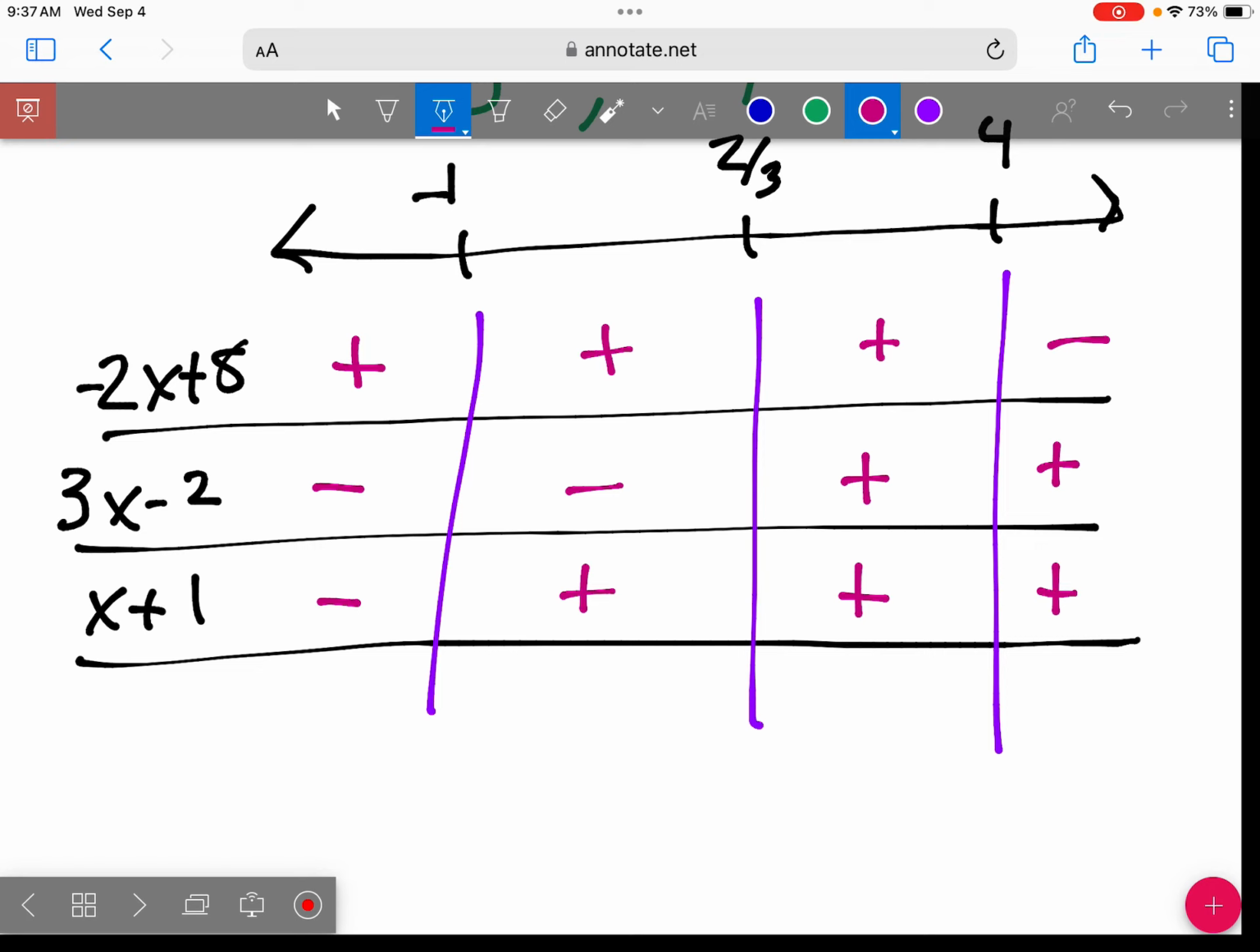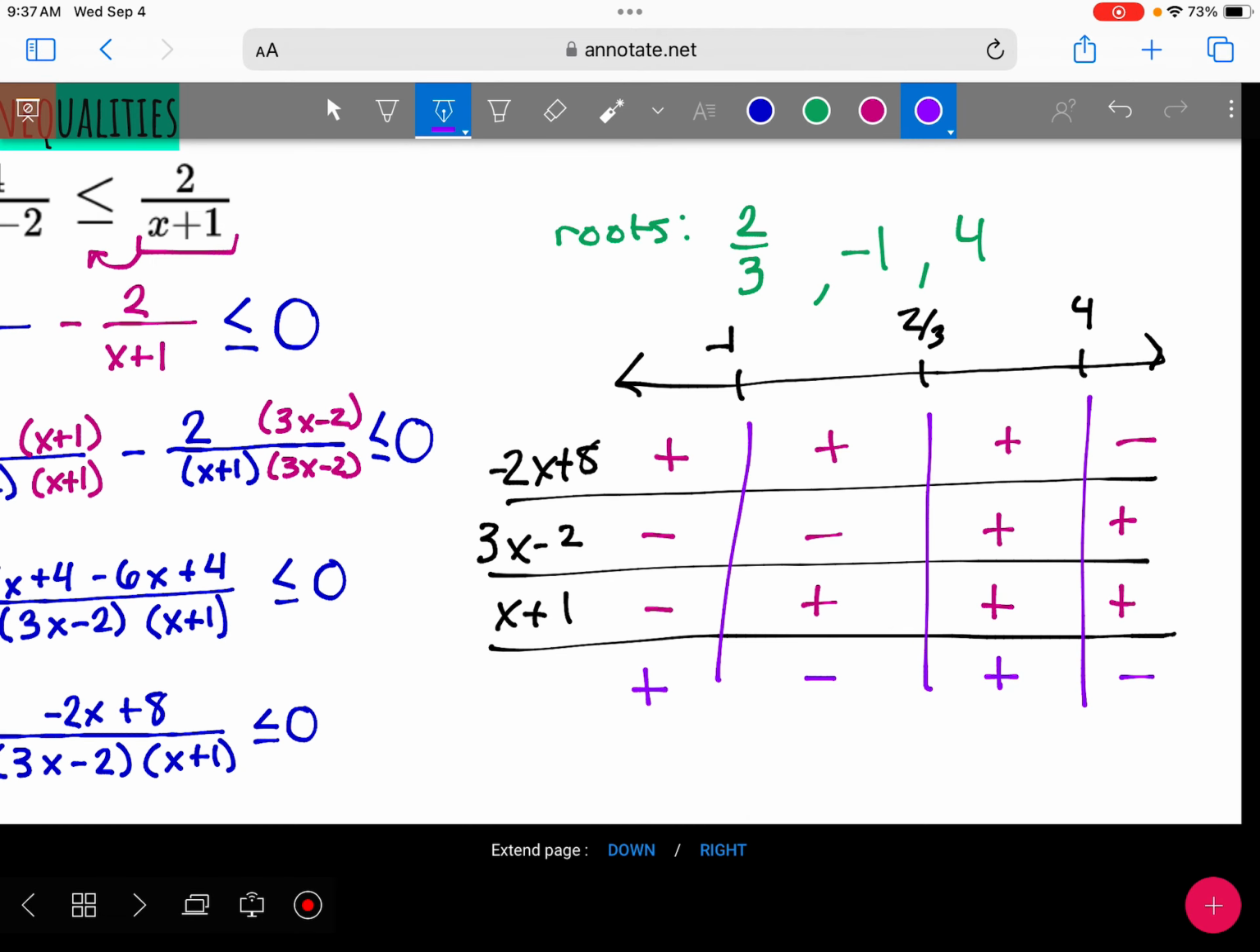Okay. So our function positivity, bottom row. What do we have? Positive, negative, positive, negative. Are we looking for positives or negatives? Negatives. Are any of my roots excluded values? Which ones are excluded? The 2 over 3, negative 1, because that would make this term 0, and we can't have a 0 in the denominator.